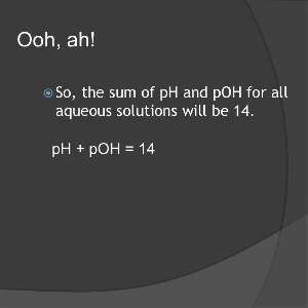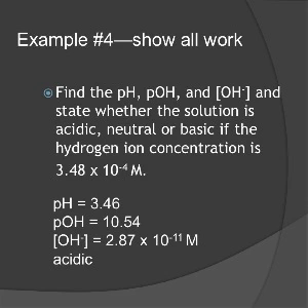Okay. So, what you can do now is I can give you a problem where I give you one bit of information and I ask you to find 3 or 4 other bits of information. So let's try a practice problem. I want you to find the pH, the pOH, and the hydroxide ion concentration. State whether the solution we're talking about is acidic, neutral, or basic, if we know that the hydrogen ion concentration has a value of 3.48 times 10 to the negative 4th molarity.